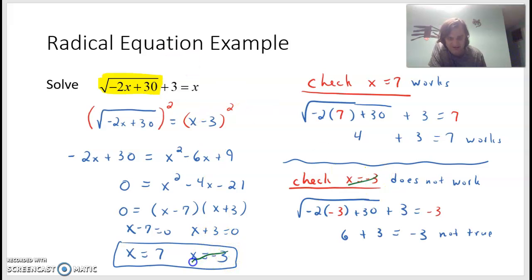I'm going to mark it out down here and just highlight the one that did work, which was the 7. So we want to make sure we clearly state the answers that work and get rid of the ones that don't work. The solving technique may pick up more than we really want, but it will always give us the answers we want as well. Okay.